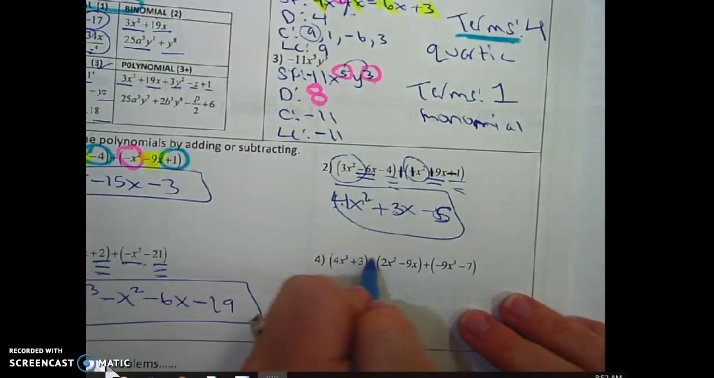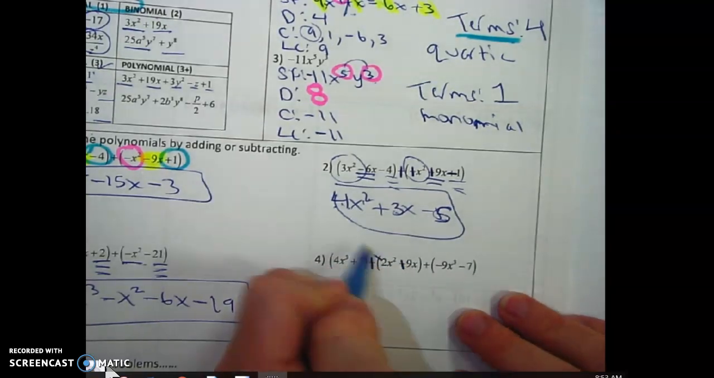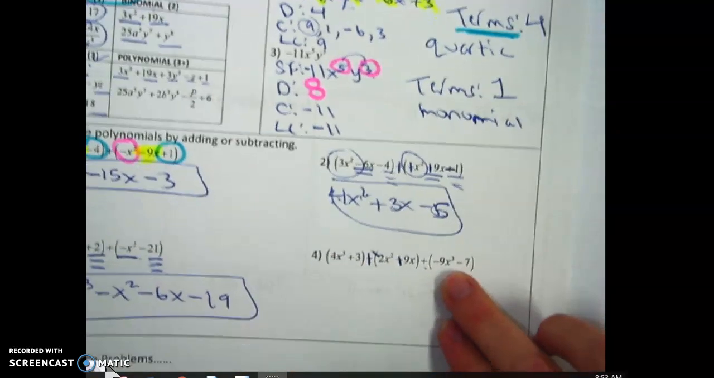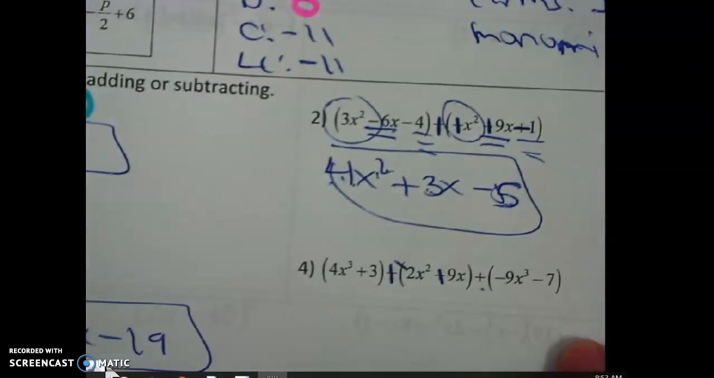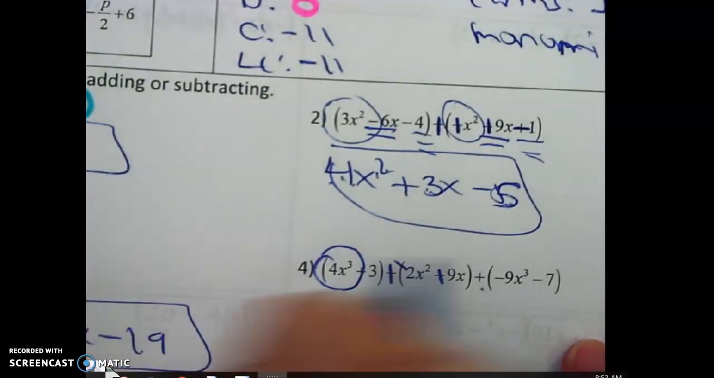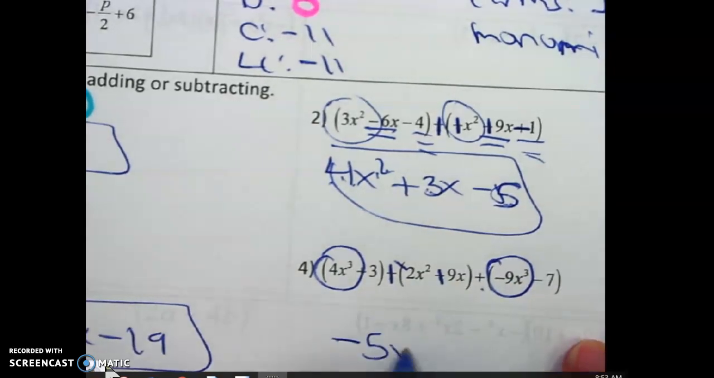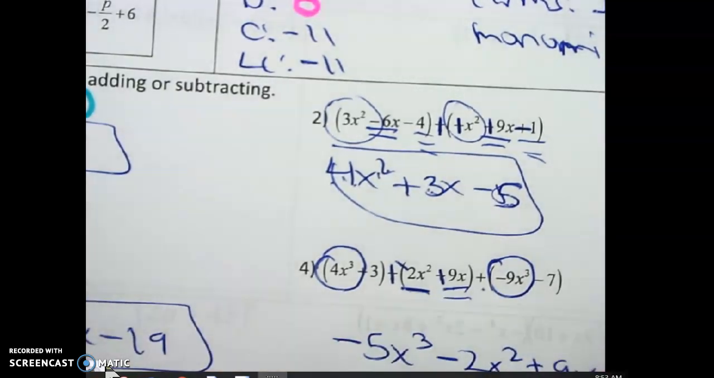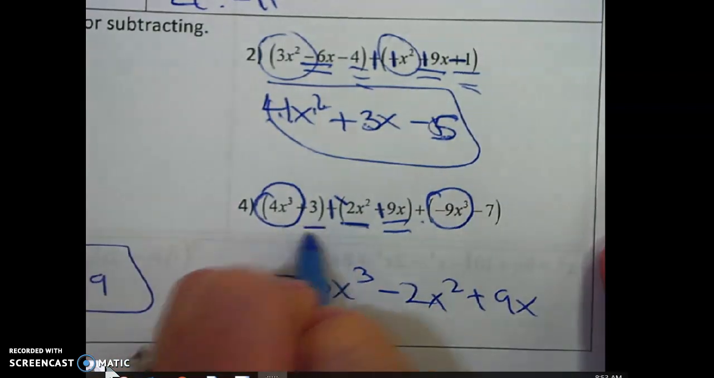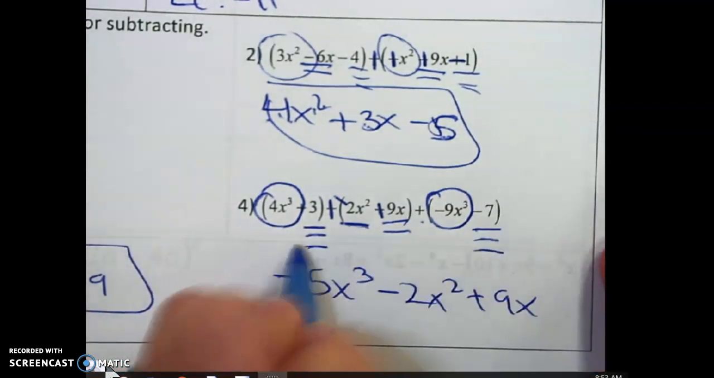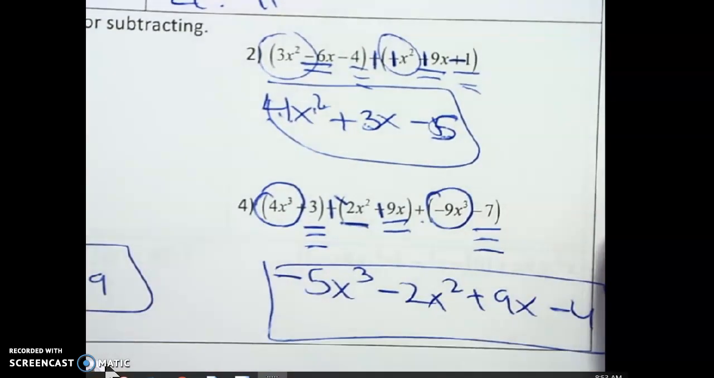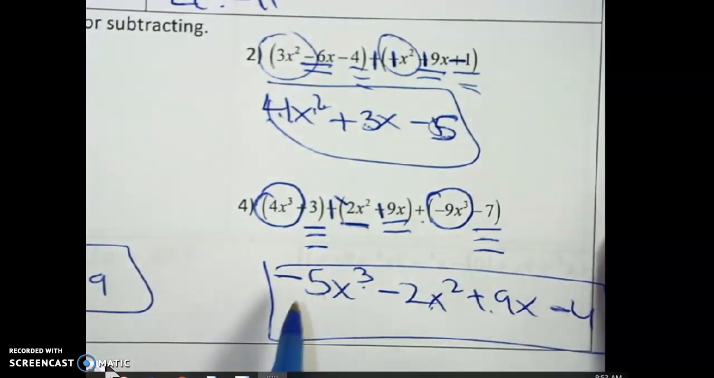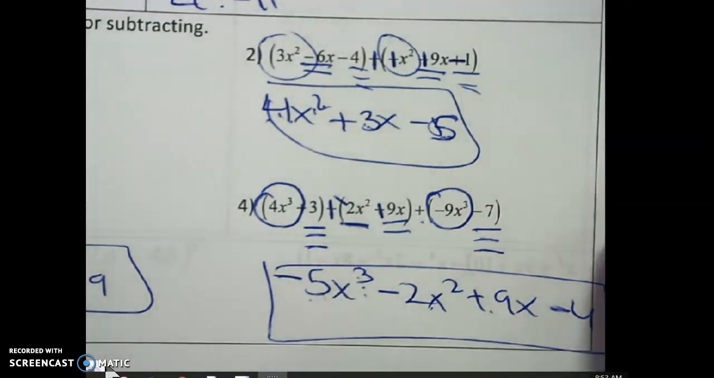All right, last one, change the signs of everything to the right. But this one has a plus, so don't change that one. Okay, now put the same together. X cubed, -5x cubed. -2x squared, +9x, sorry about that. And then +3 and -7 is -4. Okay, degree 3, polynomial, cubic, leading coefficient, degree, standard form, blah, blah, blah.